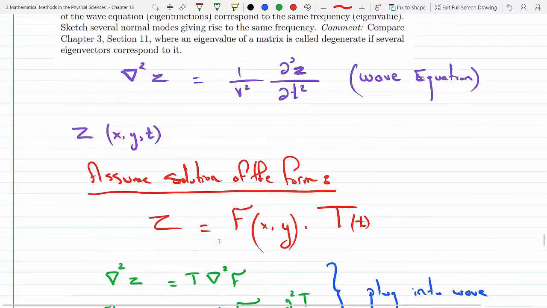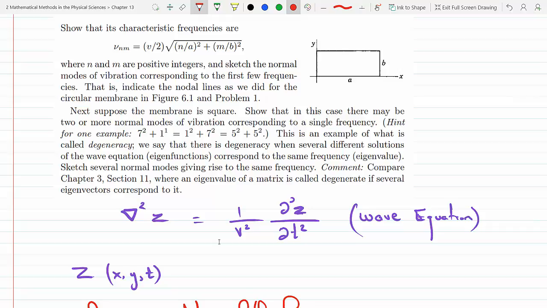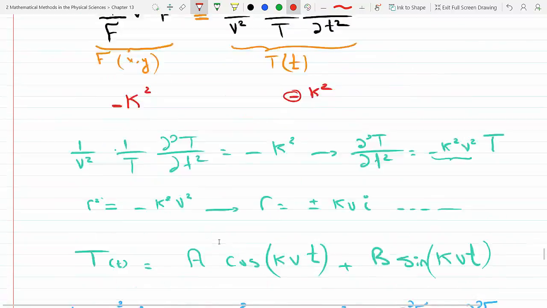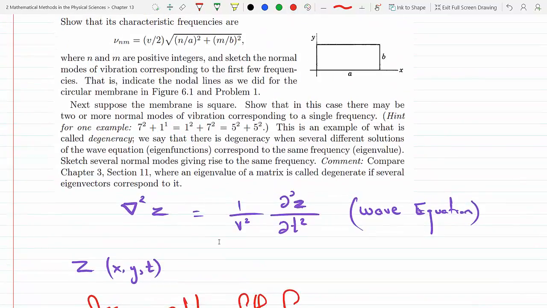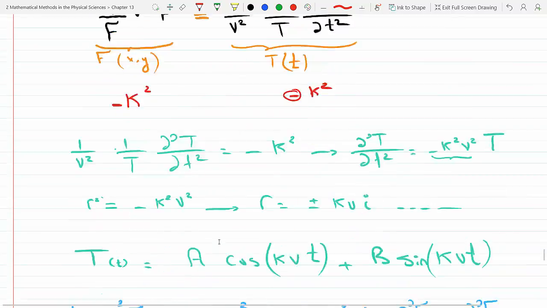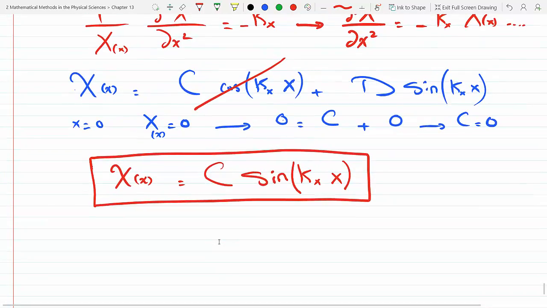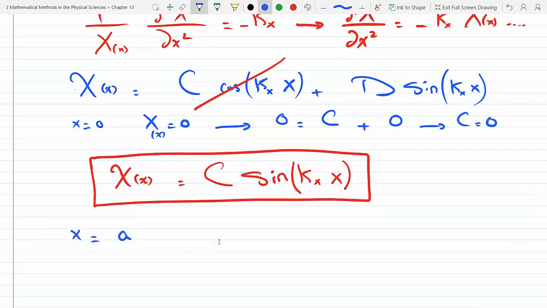Notice the same exact thing is happening at the other end. So when x equals a, I'm supposed to get no vibration. Z would have to equal 0. For z to equal 0, capital X has to be 0 at x equals a along the x-axis. Right, if the length is a, x equals a. The capital X of x has to equal 0.